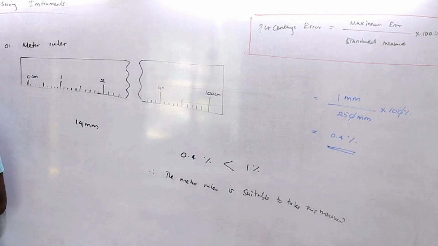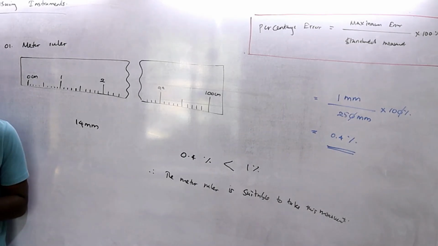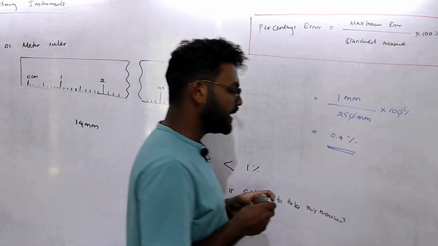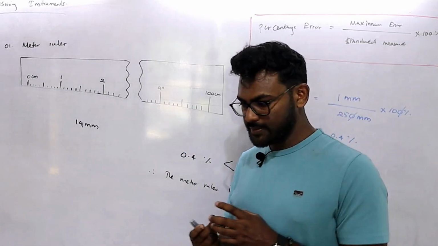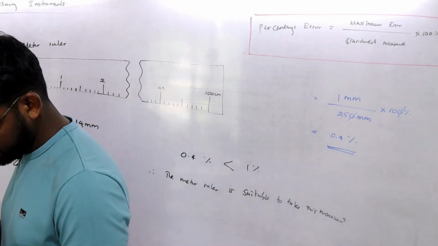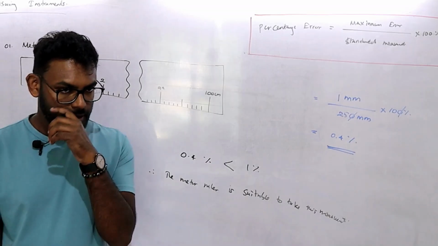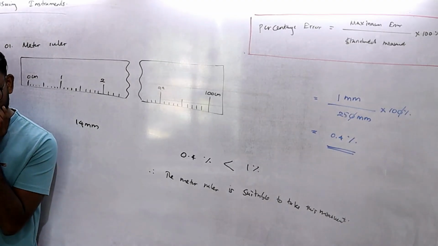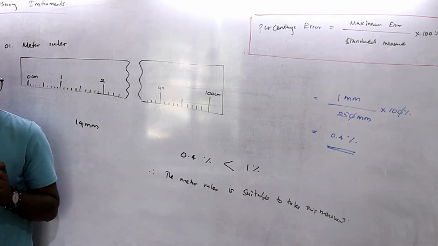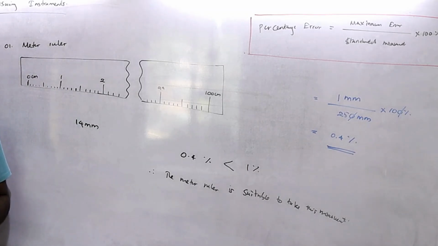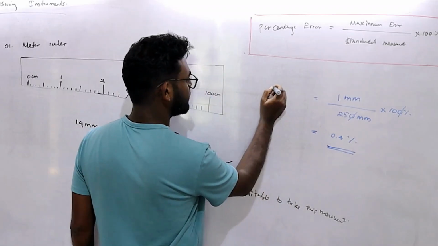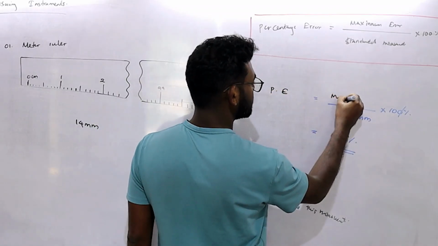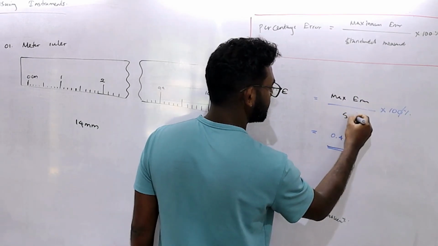Find the suitability of the meter ruler in taking this measurement. Okay, give it a try. So you can shorten this if you need, right? Percentage error PE, maximum error to be the max error. Likewise, you can write standard measurement SM, in case, right?